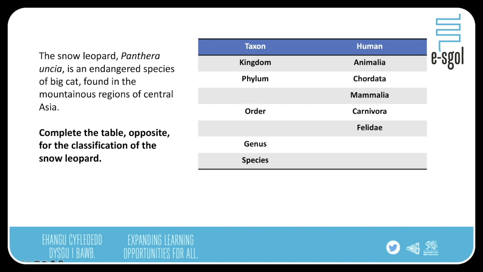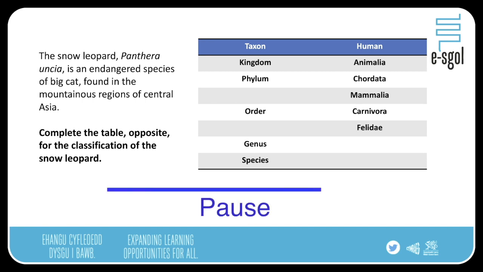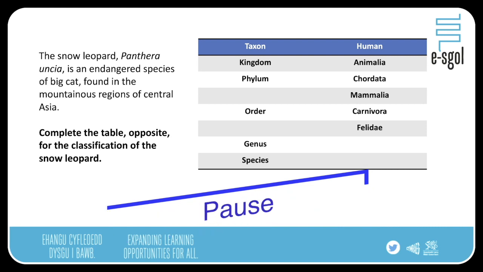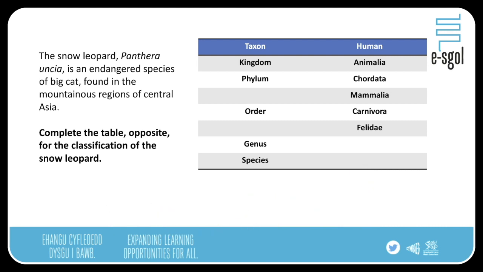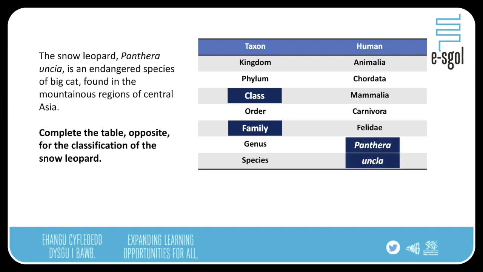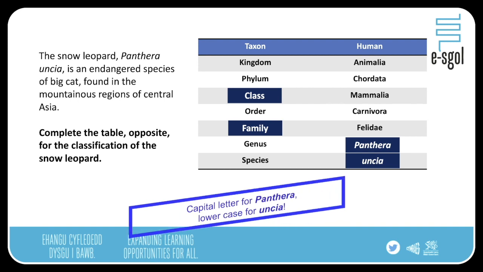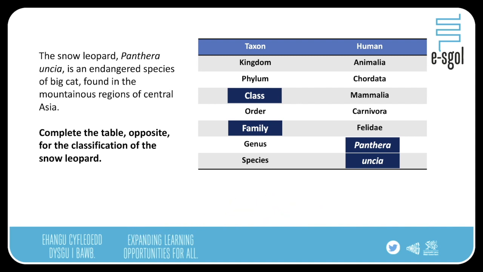Another table completing question. This time, for the classification of the snow leopard, we need to complete some taxon names and genus and species names. Pause the film here and write down your answer. The missing taxa are class and family. The missing genus and species are Panthera and uncia, respectively. Remember to use a capital letter for Panthera and a lowercase for uncia. There are 2 marks available for all correct answers.